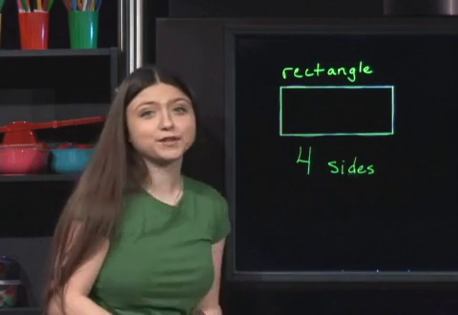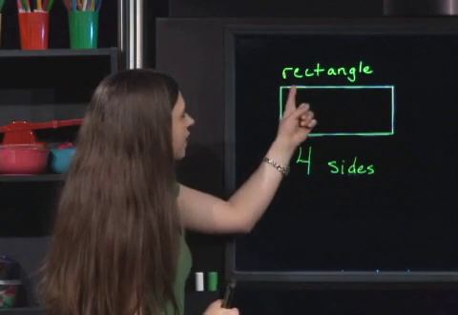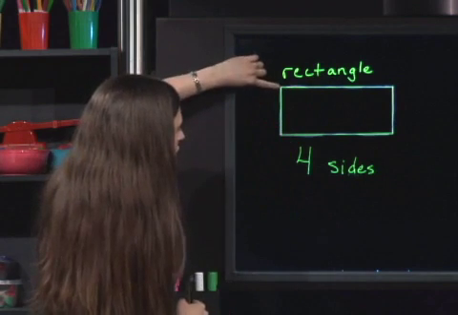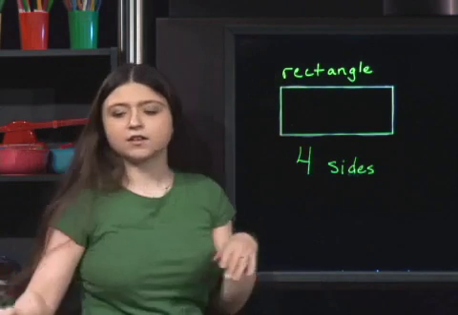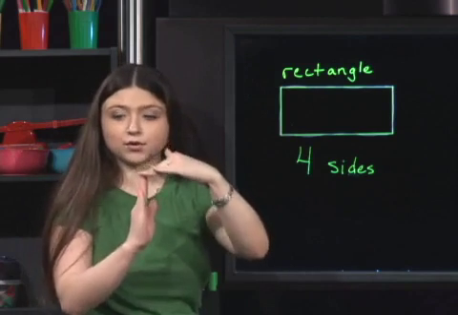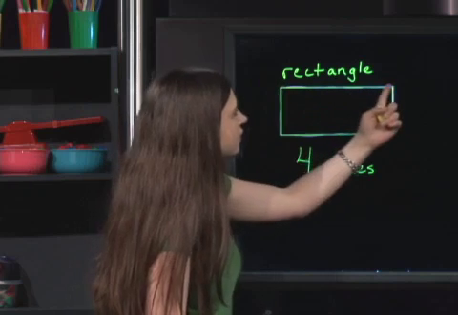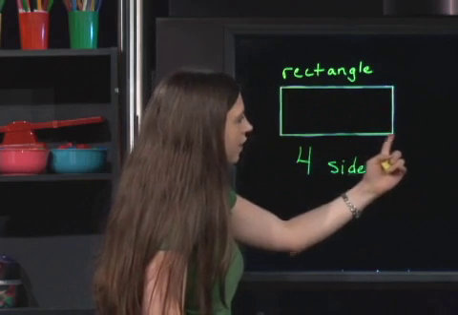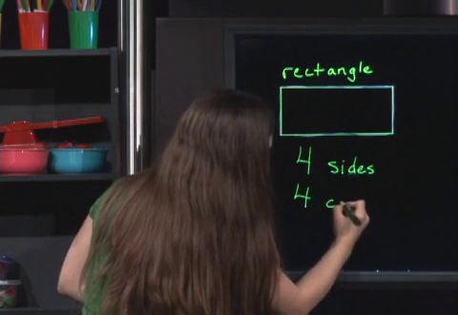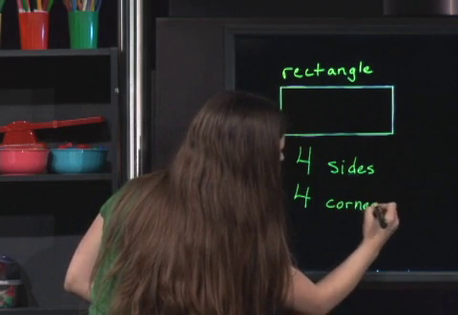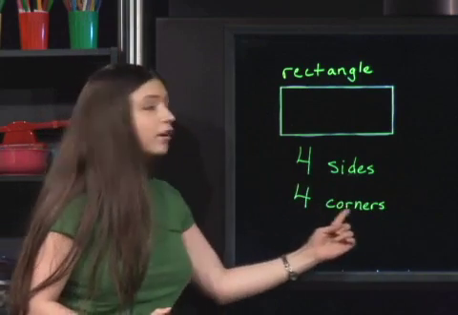Now, how many corners does a rectangle have? Now, a corner is where 2 sides meet. So this pointy part right there is a corner. This side meets with this side. So it's where 2 sides meet. That's a corner. And a rectangle has 1, 2, 3, 4 corners. So a rectangle has 4 sides and 4 corners.